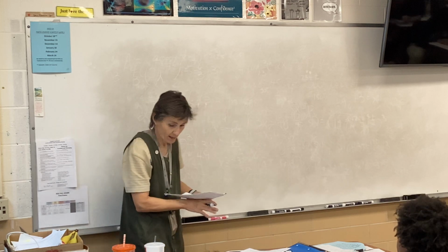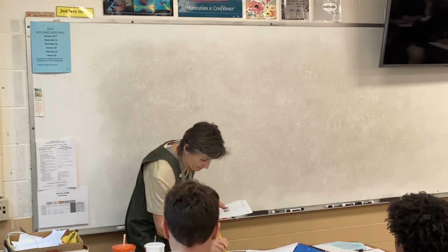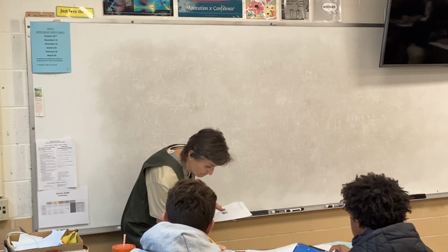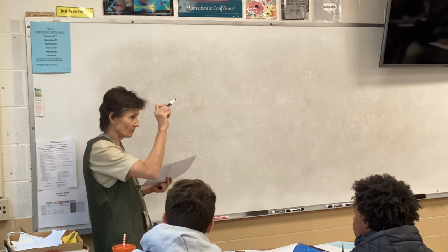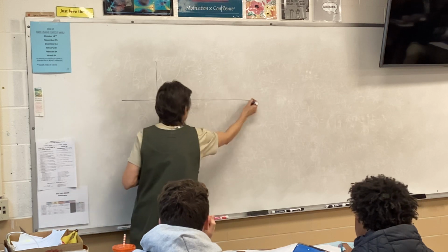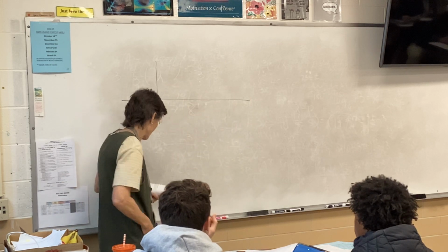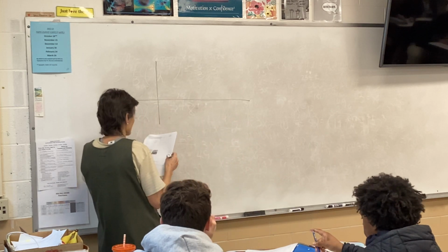A Ferris wheel 50 feet in diameter makes one revolution every 40 seconds. So let's talk about that. What does that 40 seconds represent? How long it takes to make a revolution. So think about, in a minute, well, let's just do it right now. Let's graph the path of this Ferris wheel.